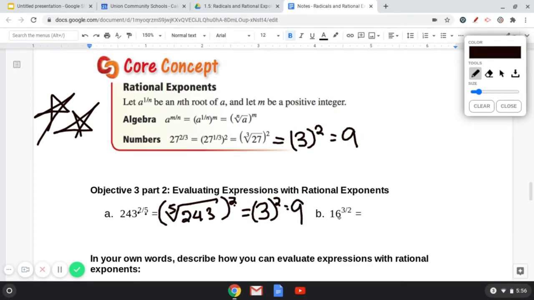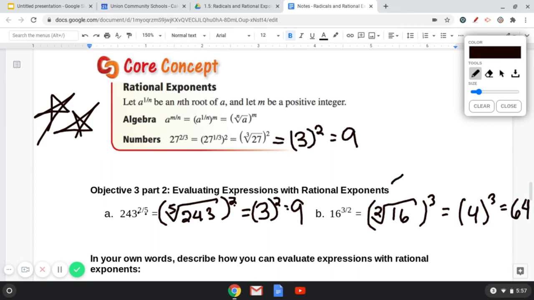And now we have 16 to the 3/2. So this 2 is in the denominator, so that means we're going to take the square root of 16 and then cube this. So this is 4 cubed, which is 64. And I suppose I should add a step here for these. So this is really 16 to the 1/2 cubed. So I should have added a step here and then broken it down to a square root, if that makes more sense to you.